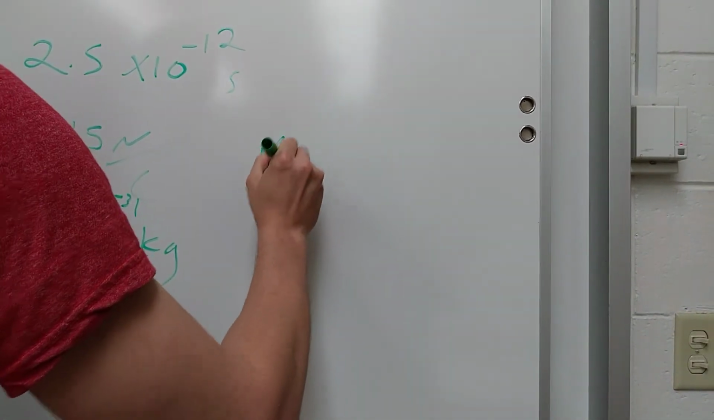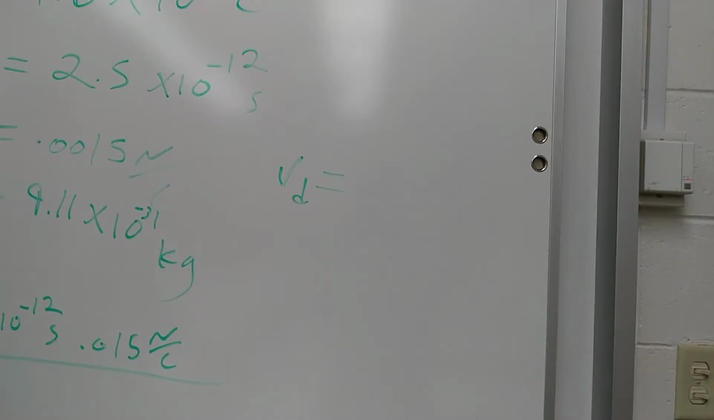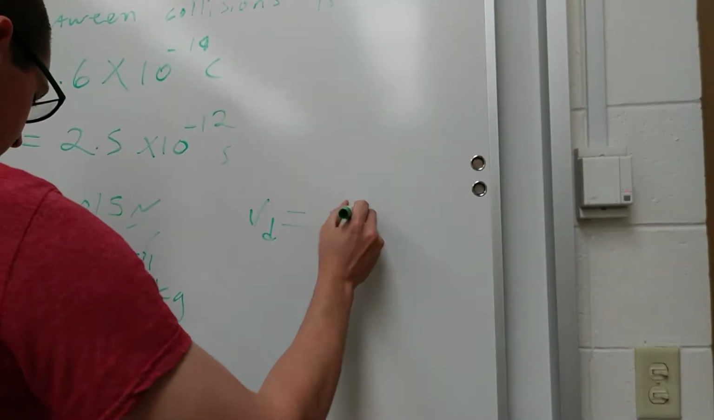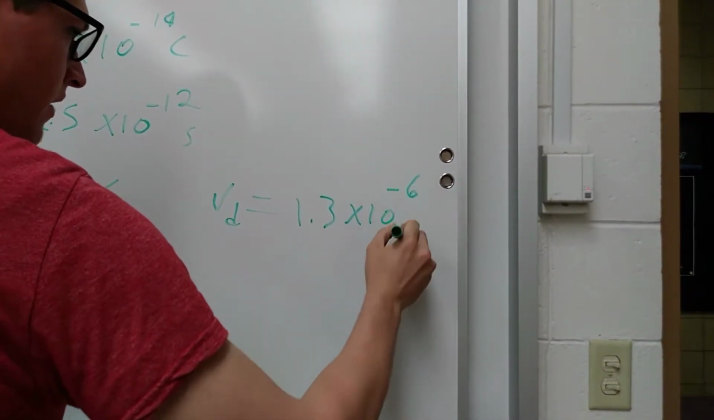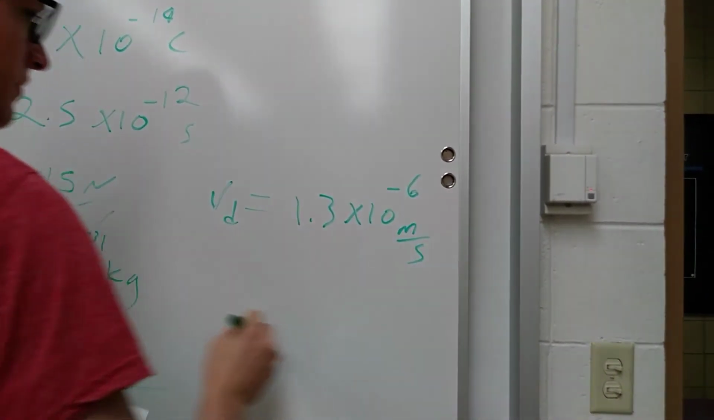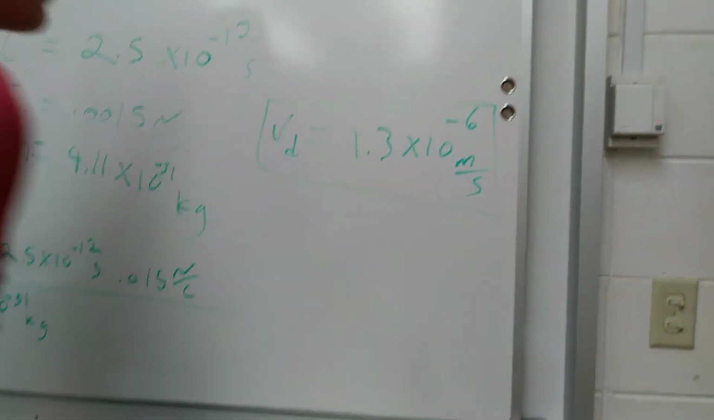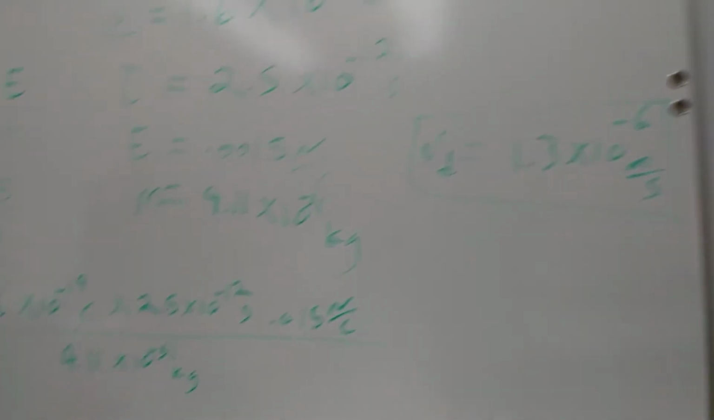Alrighty, so then you plug that in, we'll put it over here, and V is equal to, drum roll, there we go. Oh, wrong drum roll. Cool. Okay, so that's the drift speed.